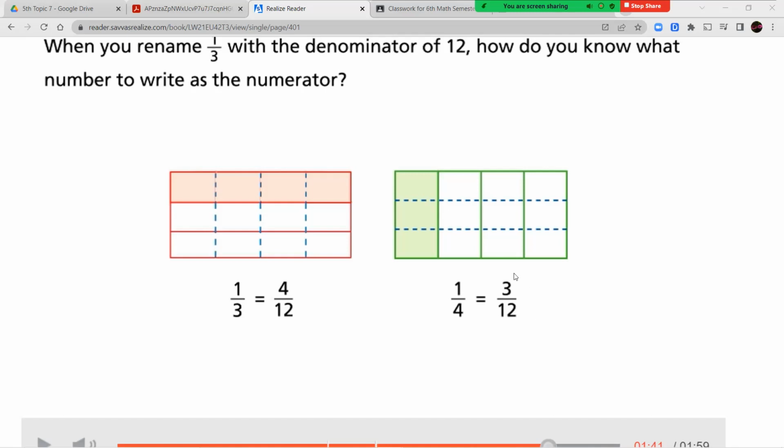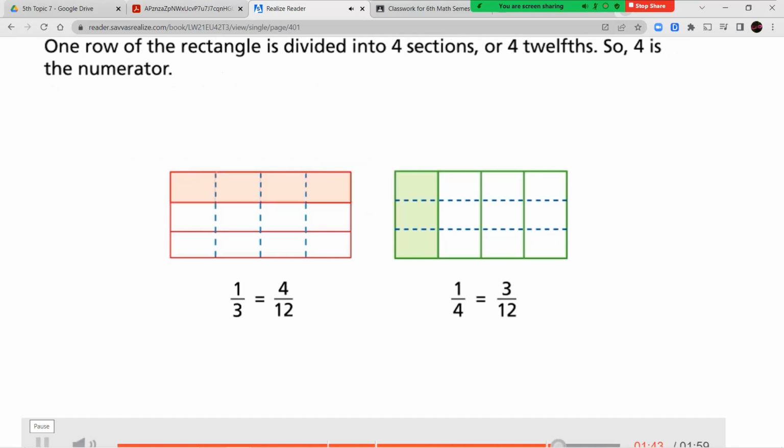The same goes for this fraction where we have 1/4. I have to think, how do I get from 4 to 12? 4 times what gets me to 12? Here I needed to do 4 times 3. So if I did the 4 times 3, then I also need to take my numerator 1 and do 1 times 3 to get the 3 for that numerator. Whatever operation you're doing to your denominator, you have to also do to your numerator in order to find an equivalent fraction. One row of the rectangle is divided into 4 sections, or 4/12. So 4 is the numerator.